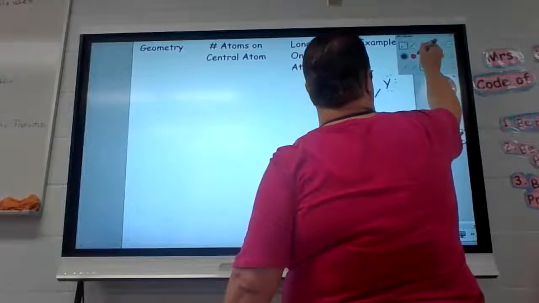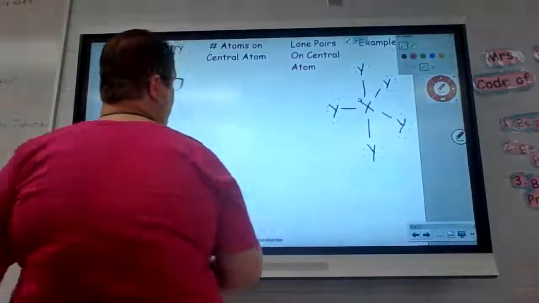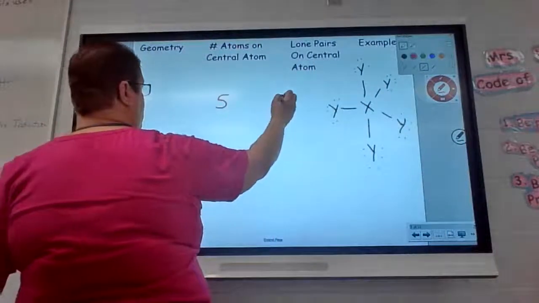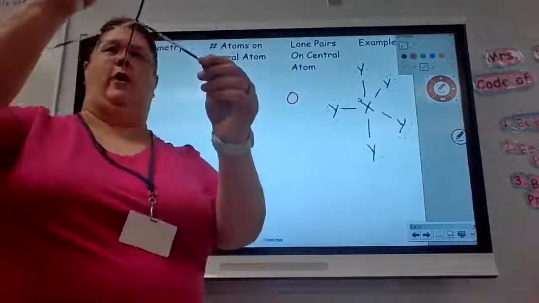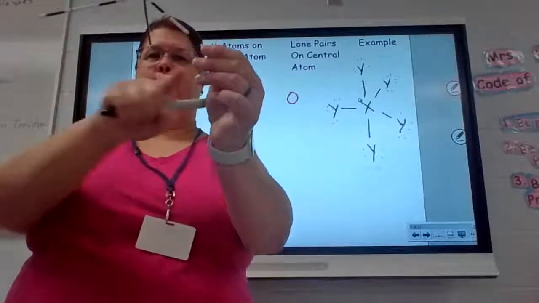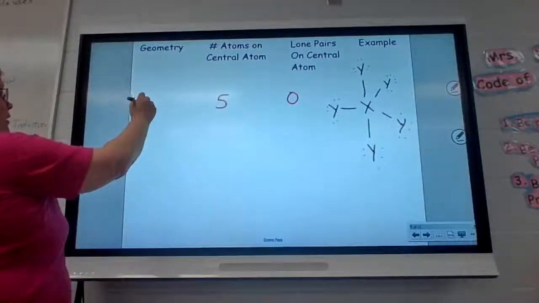All right, so how many atoms do I have? Five. And how many lone pairs? None. So the Y's that I have here that are in the black and white, if I connect them, I have what shape? A triangle, so triangular.